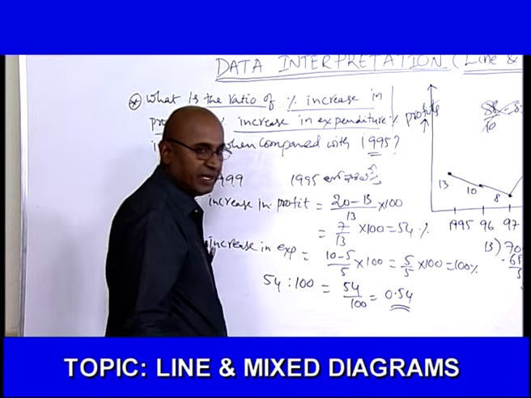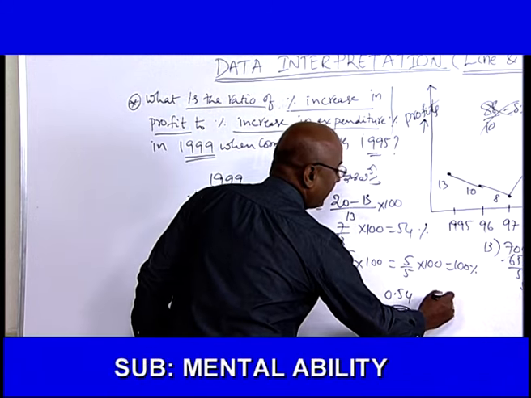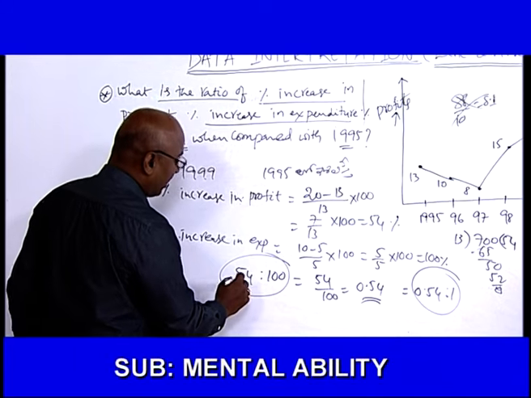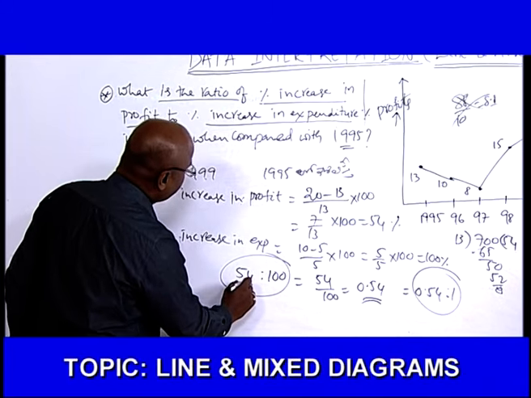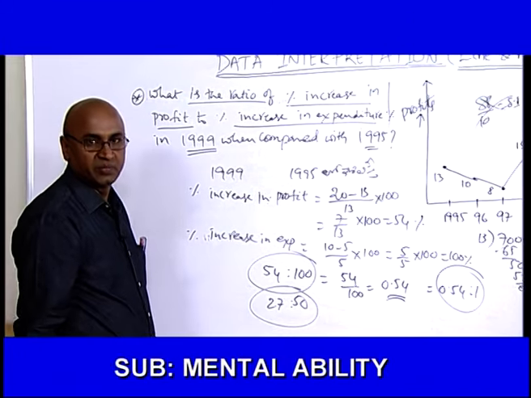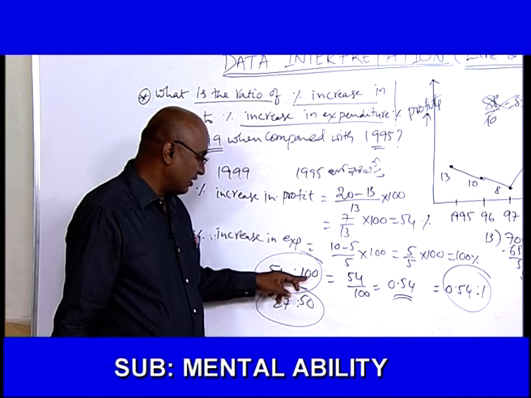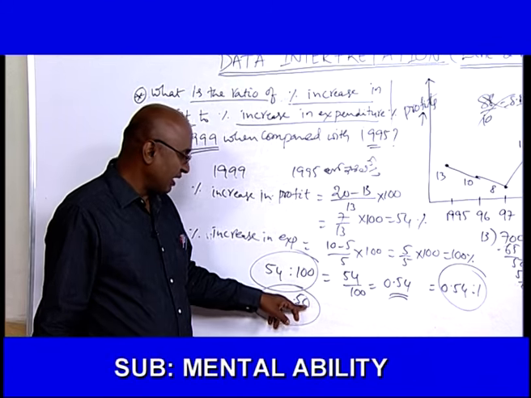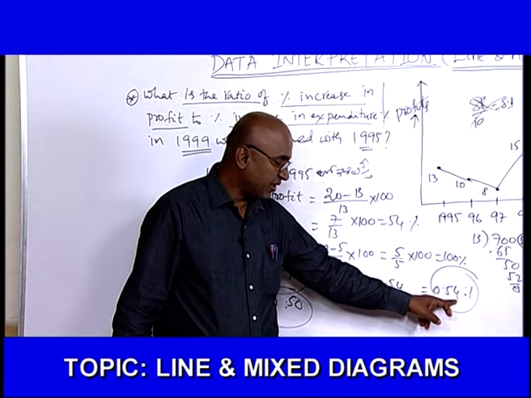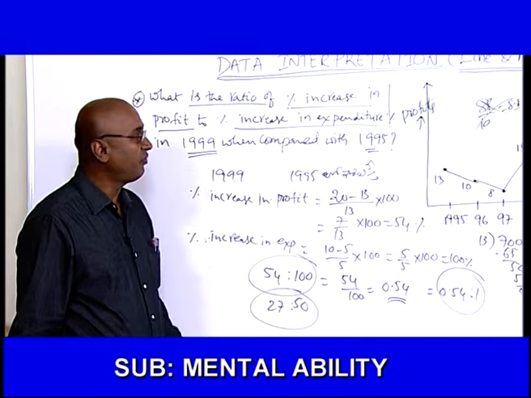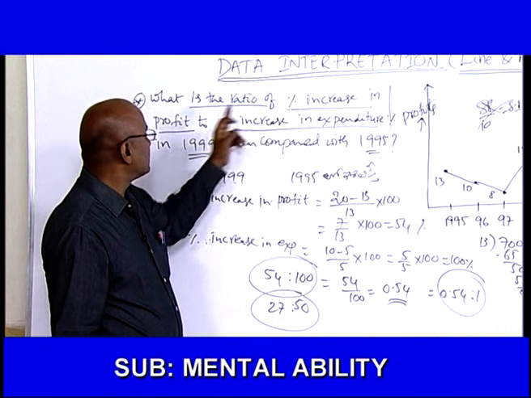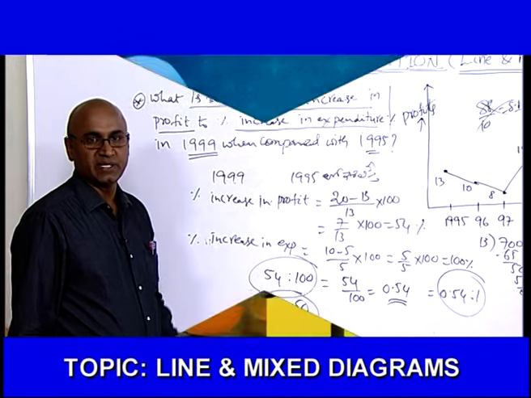The ratio is 0.54, or 0.54:1, or 54:100, or 27:50. So this is also the ratio. So the ratio may be 54:100, or 27:50, or it can be said as also 0.54 or 0.54:1. So this is the ratio of the percent increase in the profit to the percent increase in the expenditure.